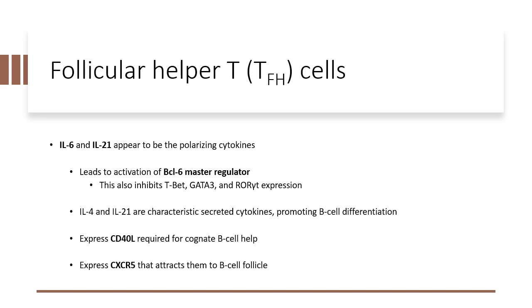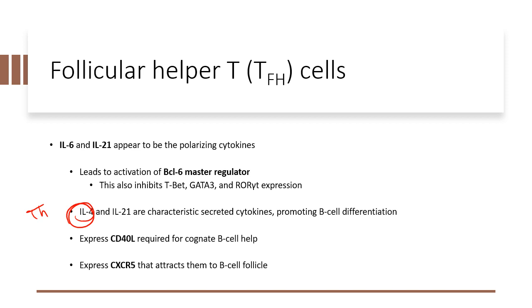These cells produce IL-4 and IL-21, and those are important for B cell differentiation. We have seen IL-4 before. Where did we see IL-4 before? Which other T helper subset? 2. There we go.